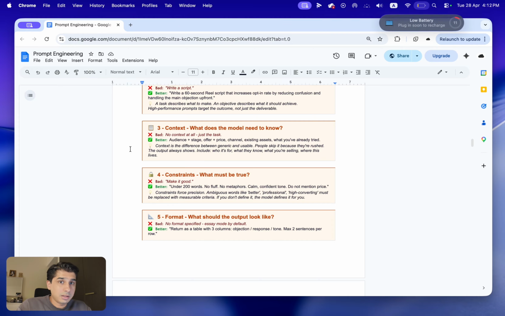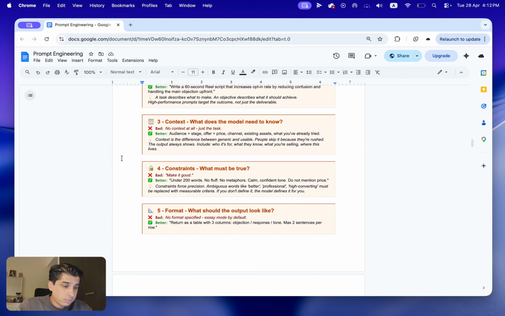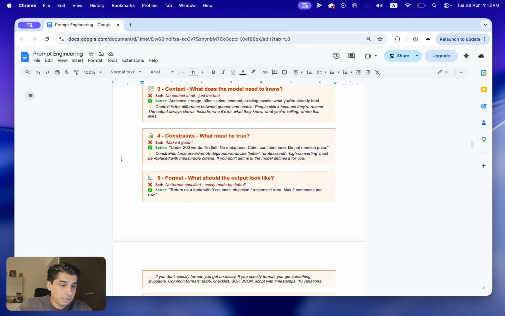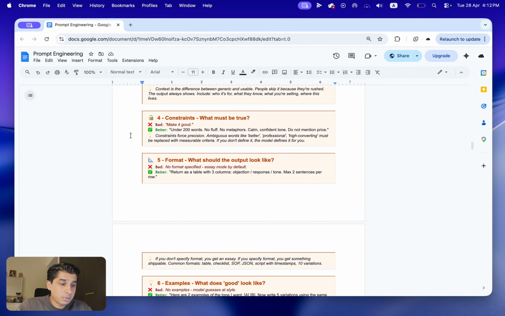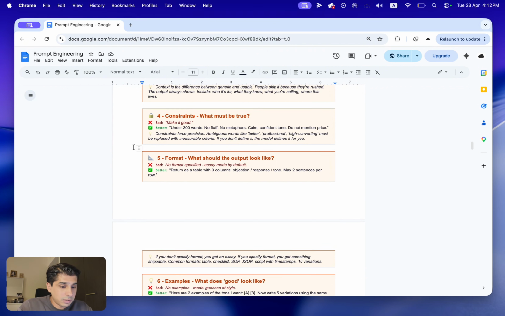People usually skip it because they're rushed, they want something quick, and the output always shows, right? Include who it's for, what they know, what you're selling, where this lives, right? Number 4 is constraints, what must be true. Now, bad is make it good, and better is under 200 words, no fluff, no metaphors, calm, confident tone, do not mention price. You're giving very clear, specific instructions. Now, constraints force precision. Ambiguous words like better, more professional, or more highly converting must be replaced with measurable criteria. If you don't define it, the model basically defines it for you based on past information. Again, that is not relevant.